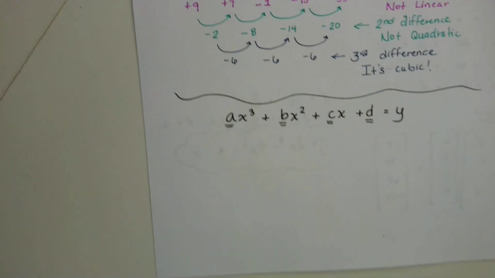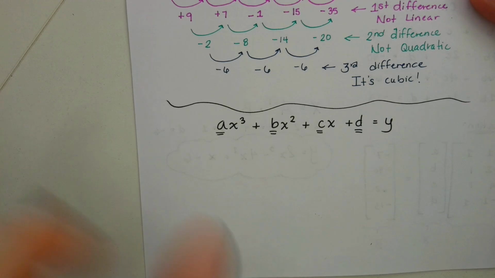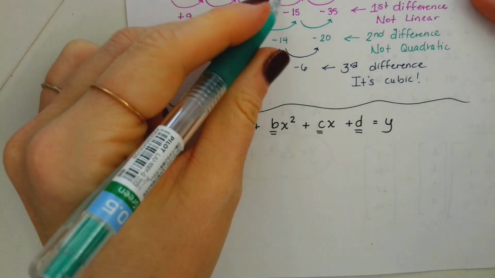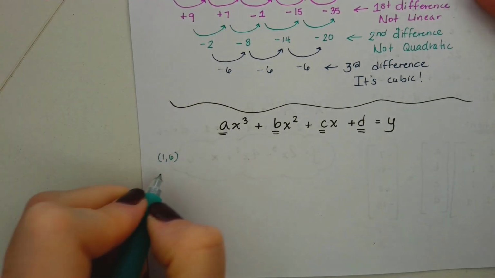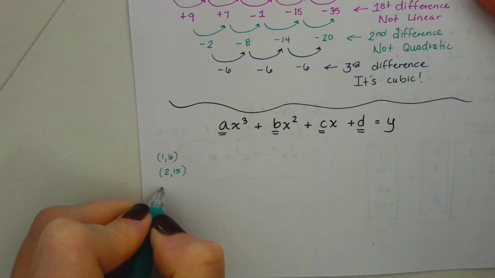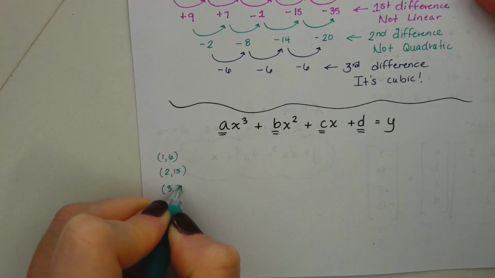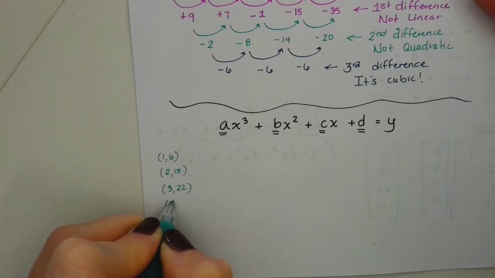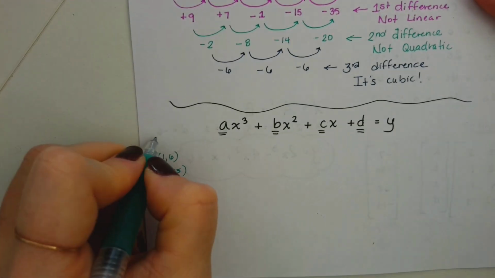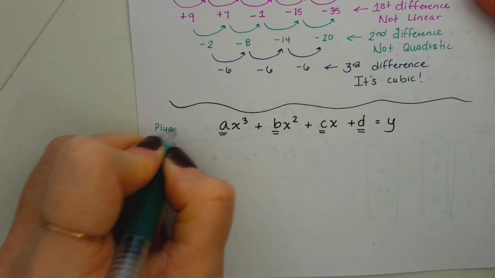What 4 would we like to use? 1, 6. Just the first 4 would be good. Yeah, first 4. 2, 15. 3, 22. 4, 21. 4 points to plug in to create 4 equations.